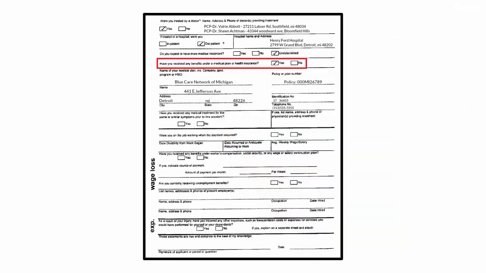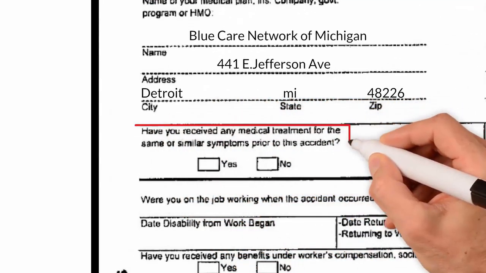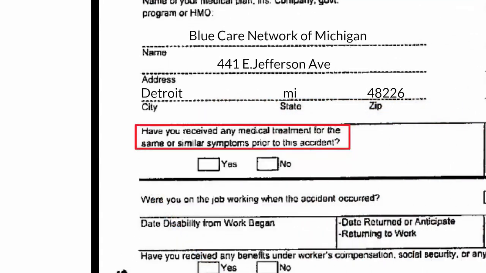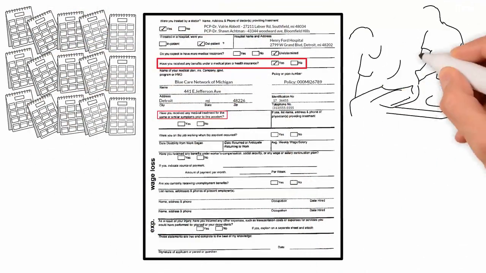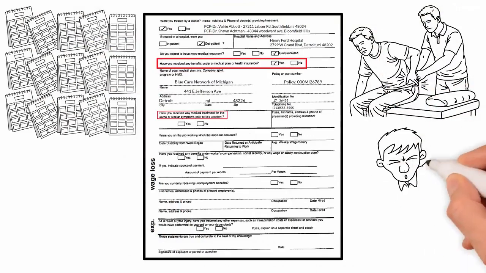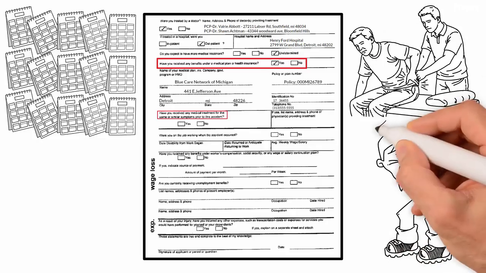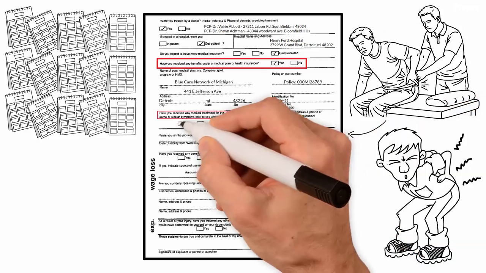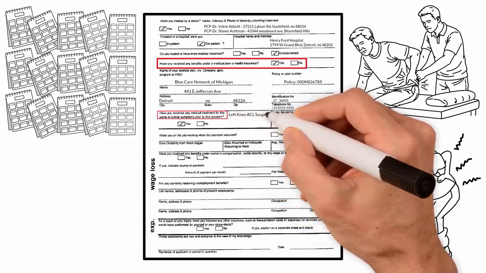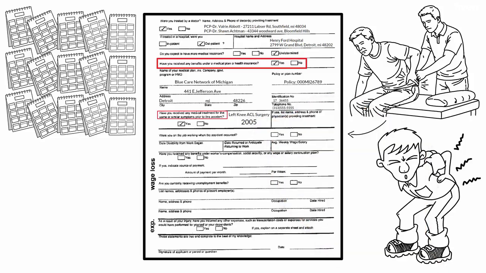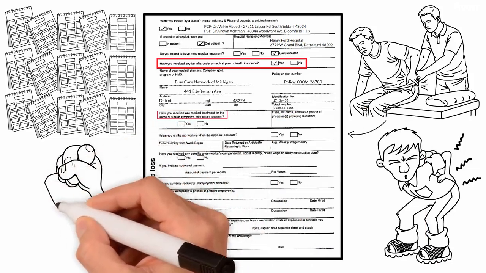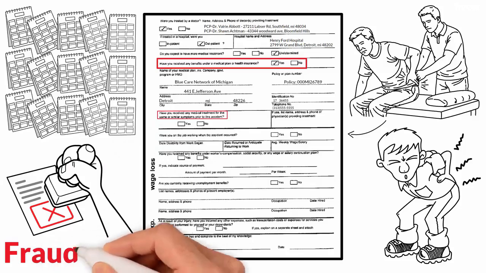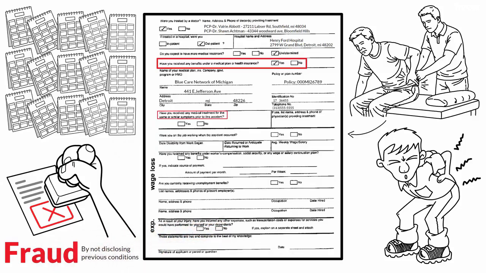The next question is very important. It asks if you received medical treatment for same or similar symptoms prior to this accident. For example, if you have ever, and I mean ever, even 15 years ago, had treatment for a low back strain and you suffered a back injury in this accident, you must disclose it on this form. You must do this for all injuries, aches, and pains caused in this crash. If you fail to put this information on the form, the insurance company will try to deny your claims later by contending you committed fraud by not disclosing previous conditions.